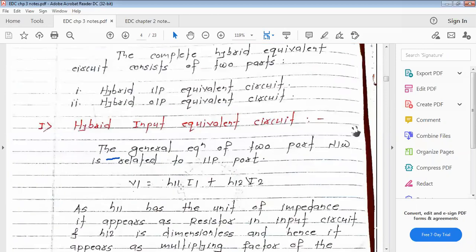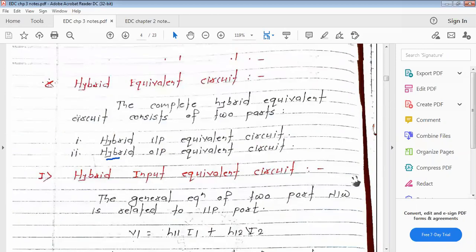Now see, for today's lecture we have to find out the hybrid equivalent circuit. Okay, why do we need to find out the circuit? Once we get the circuit, then and only then can we find out the values of voltage or current or the different parts of resistance. So we have to derive the circuit.